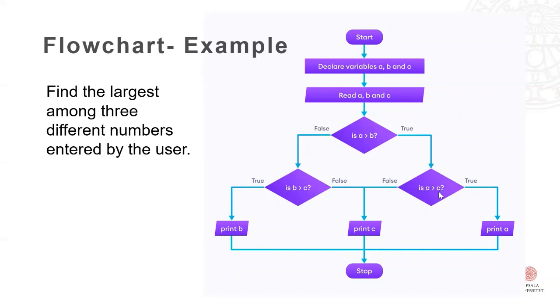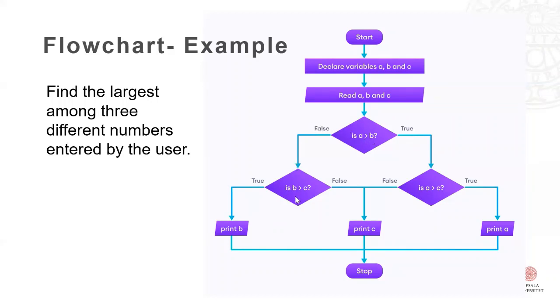A larger than C is a false statement. So we continue here and we are sure that our maximum value is C and we print it. And let's go back again here. If A larger than B is not true, so it is false, which means that basically B is greater than or equal to A.